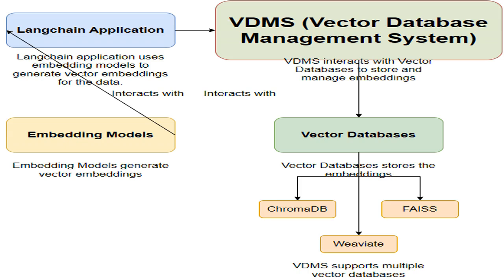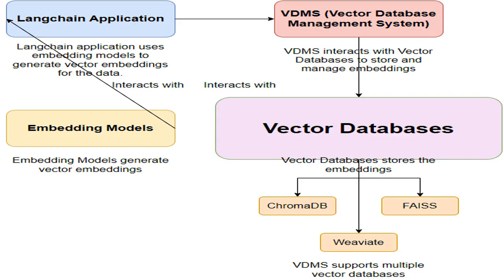Vector Database Management System, or VDMS, is a software system that manages vector databases. Think of it as a specialized database designed to handle vector embeddings efficiently. Vector databases are databases specifically designed to store, manage, and query data represented as vectors, where each vector is a numerical representation of data, like text or images. It's like a regular database, but optimized for similarity searches.